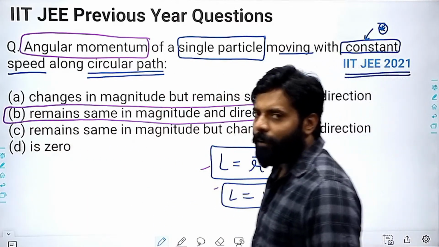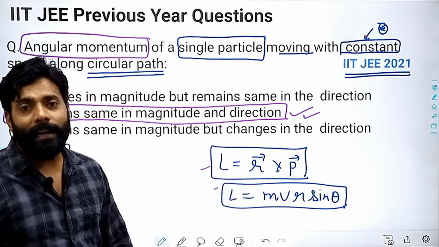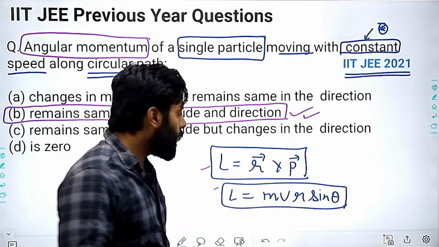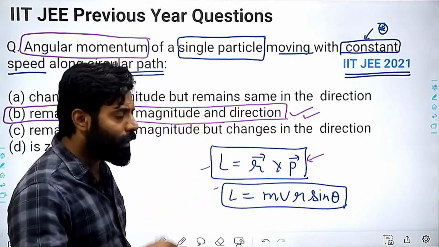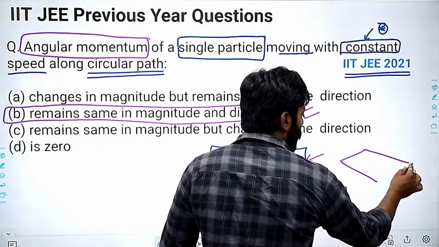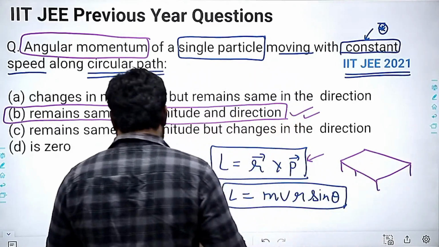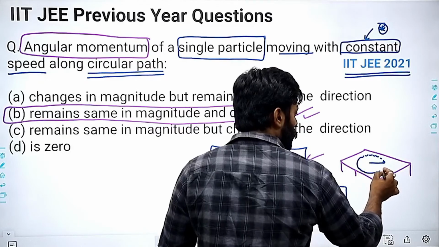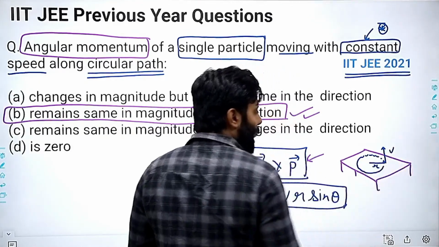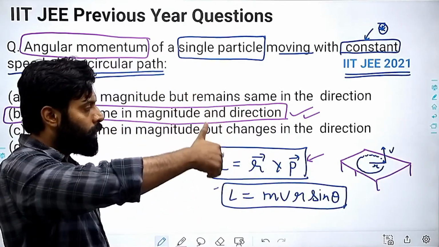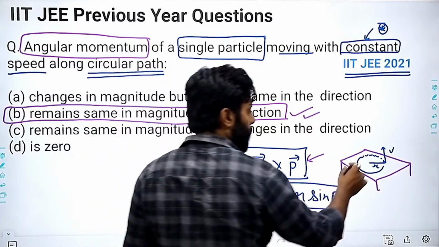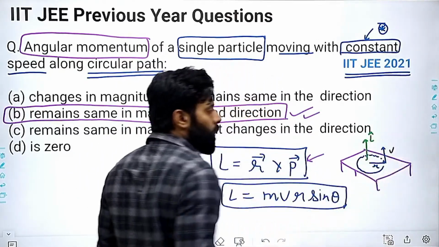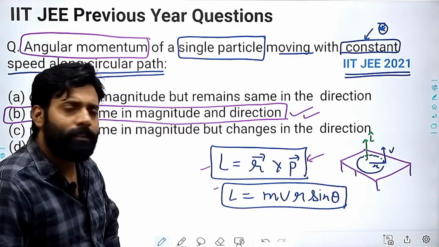Why? As we know, whenever we have to find out the direction of angular momentum, the direction can be found using the cross product of R and P. That will be done by the right hand thumb rule, and by applying the right hand thumb rule we can find out where the angular momentum is going. Imagine that you are having a table and one particle is rotating with a constant velocity, right? You are having R cross V. The angular momentum direction will be in the upward direction only. So this is the direction of angular momentum, and that will remain same.